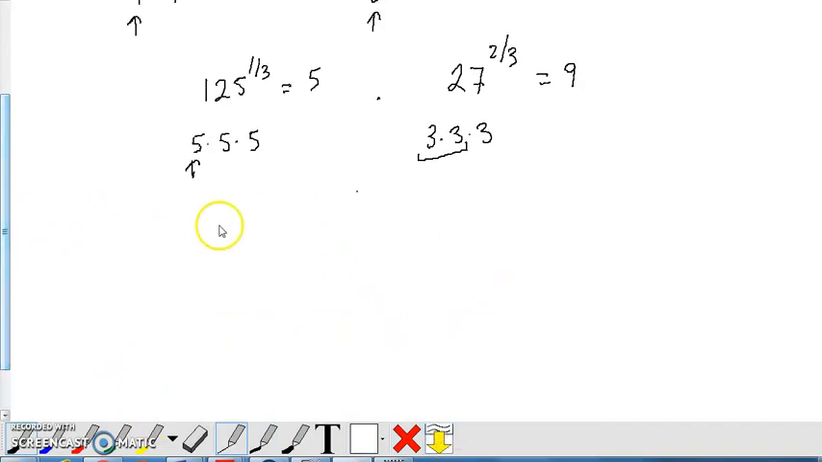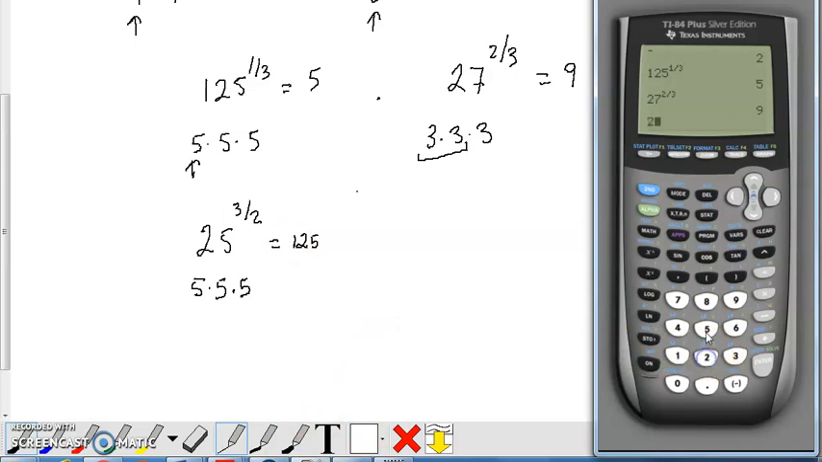So using the same logic, what about this one? 25 to the power of 3/2. We want the same number to repeat twice, so 5 times 5, but how many numbers do we actually want? We want 3. How many 5s do I see? Just 2. So I actually need to add in another 5. So this will be 5 times 5 times 5. So by this logic, this should be 125. Let's test it out. 25 to the power of 3 halves gives you 125. Excellent. Right?